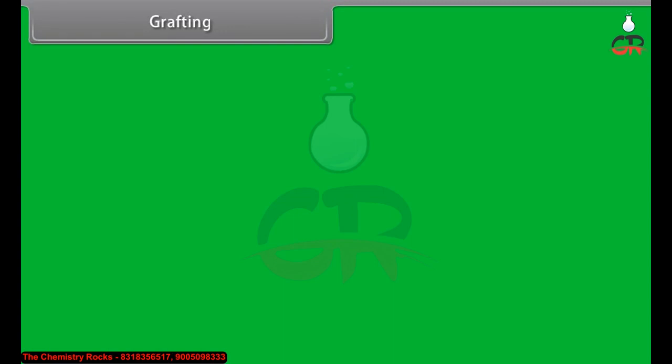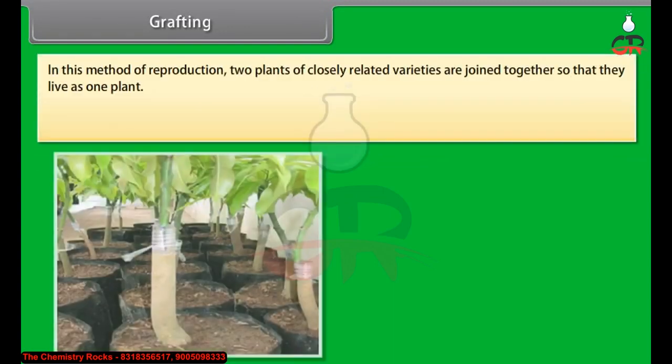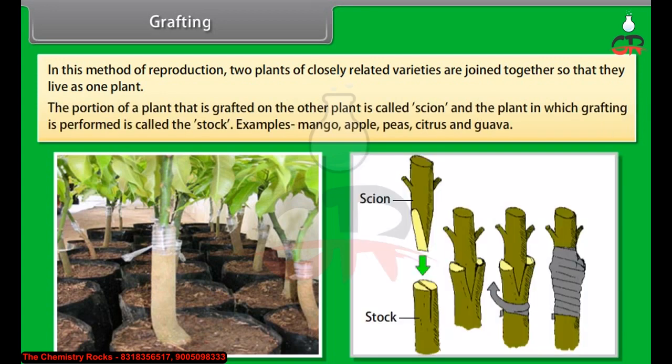Grafting. In this method of reproduction, two plants of closely related varieties are joined together so that they live as one plant. The portion of a plant that is grafted on the other plant is called scion, and the plant in which grafting is performed is called the stock. Examples: mango, apple, pears, citrus and guava.